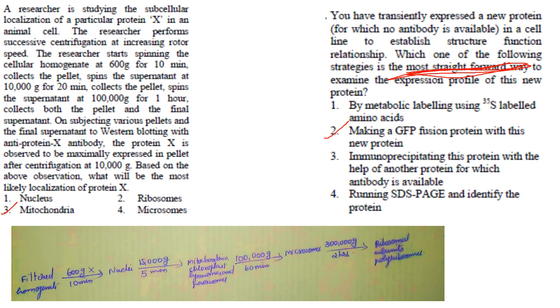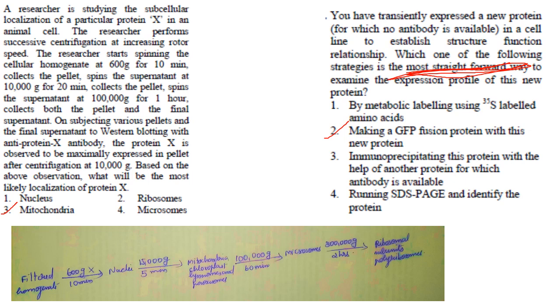Then next one. You have transiently expressed a new protein for which no antibody is available in a cell line to establish structure-function relationship. Which one of the following strategies is the most straightforward way to examine the expression profile of this new protein? They have asked for the most straightforward way to examine the expression profile of this particular protein. So we will see the options. By metabolic labeling with S35 labeled amino acid, that is not a straightforward way.